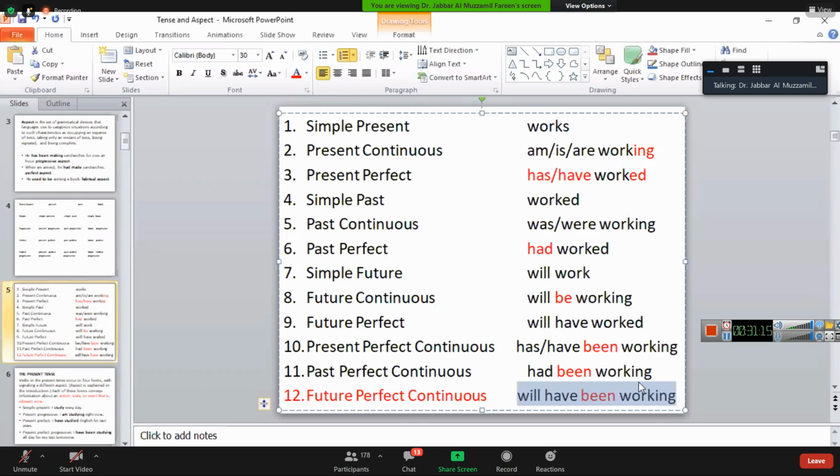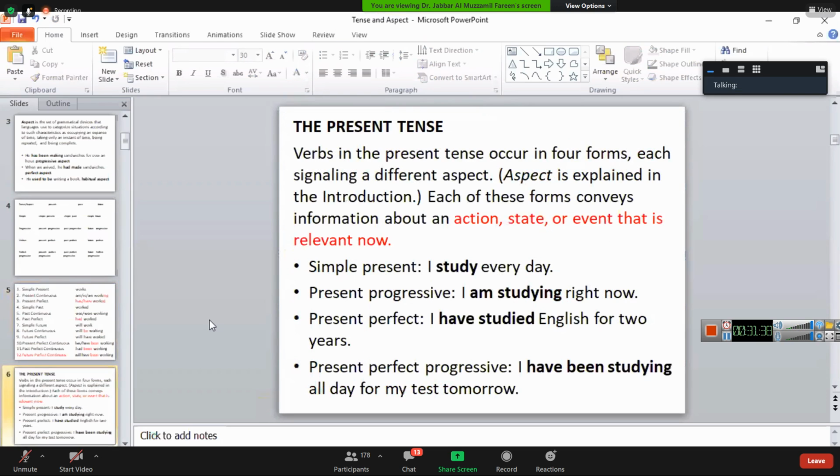Clear? So the same will be repeated in all the slides with more examples. That's it. Now, if you have any doubt, you can ask me. Come on. Yes. Clarify your doubts. No, ma'am, it is clear. Is this clear right now?